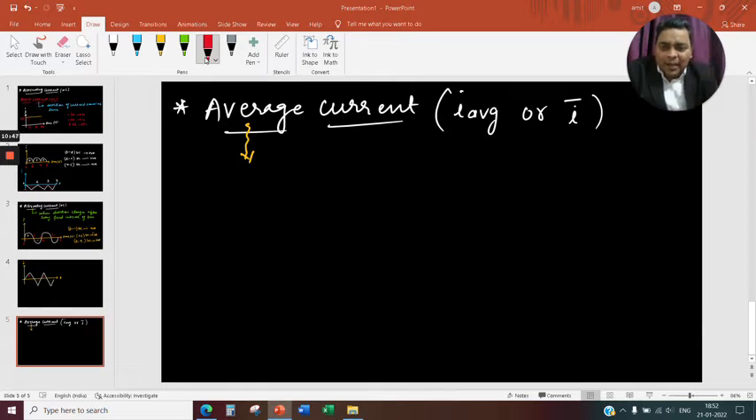So the time period in case of average value is large. When we discuss a large interval of time, under that condition, the value is the average value. In terms of current, that is average current.